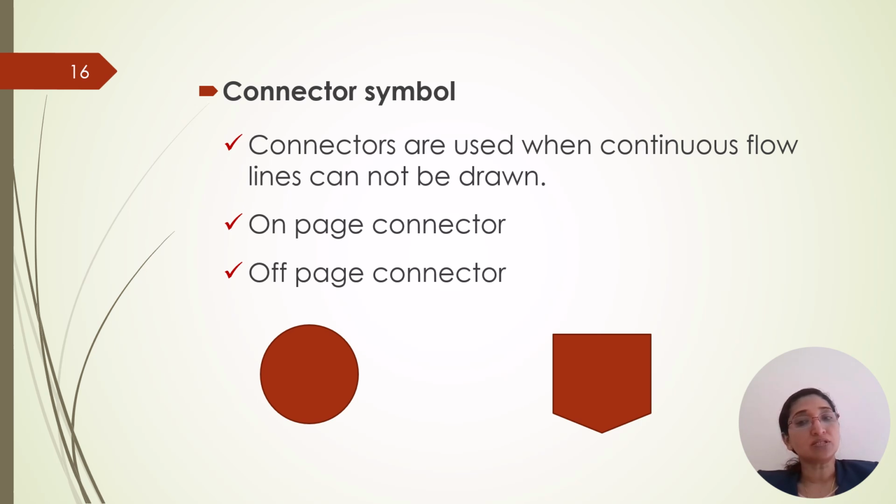And when do you use these connector symbols? When the space is not enough for you to draw continuous flow lines. If the space is not enough for you to draw continuous flow lines, you can use these connector symbols. The rest of your flow chart, if you're continuing on the same page, you use this on-page connector. The rest of your flow chart, if you're continuing in another page, you use this off-page connector.